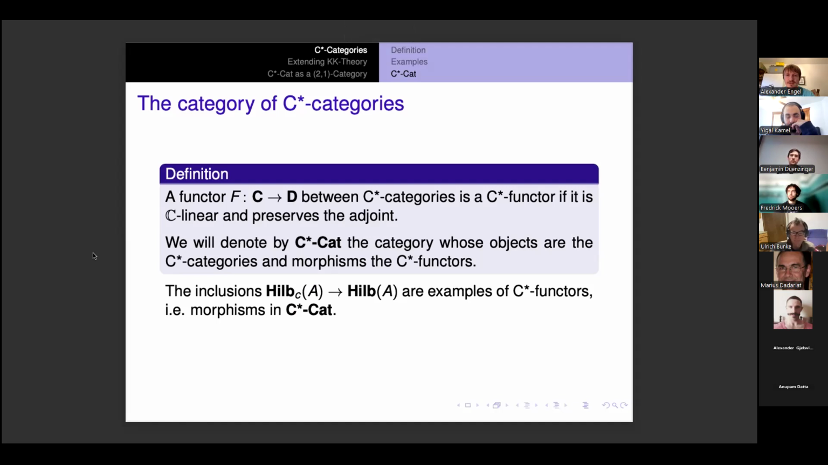Examples are, of course, just the inclusion of the category where you consider only the compact operators into the whole category where you consider all bounded adjointable operators. That's a C-star functor. And you, of course, also have just considering a C-star algebra as a C-star category with a single object. It's also just a fully faithful functor.